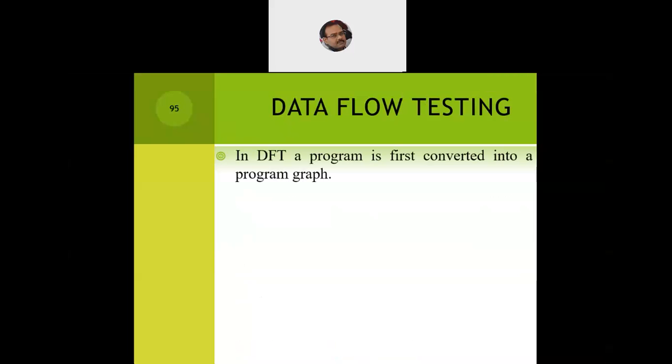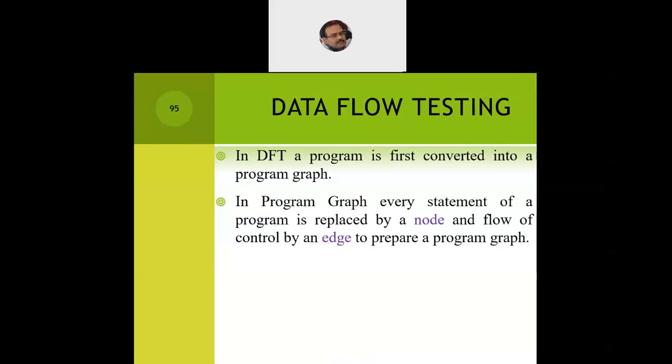So in DFT, a program is first converted to a program graph, which we have seen earlier also. The program graph has to be prepared, and I think now everyone will be proficient in preparing a program graph. It should not be a problem. In a program graph, every statement of a program is replaced by a node, and the flow of control by an edge. So we all are familiar with that.